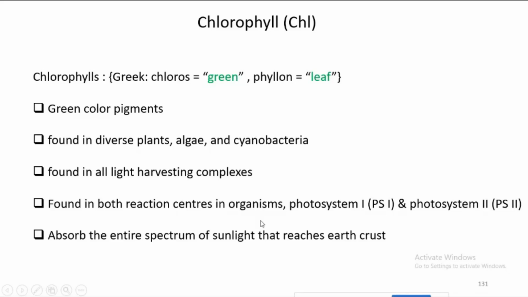What is the reason for the leaf's green color? Our chlorophyll is responsible for the color. Chlorophyll is nothing but a modified porphyrin ring system which has extended conjugation, due to which it produces a bright green color.